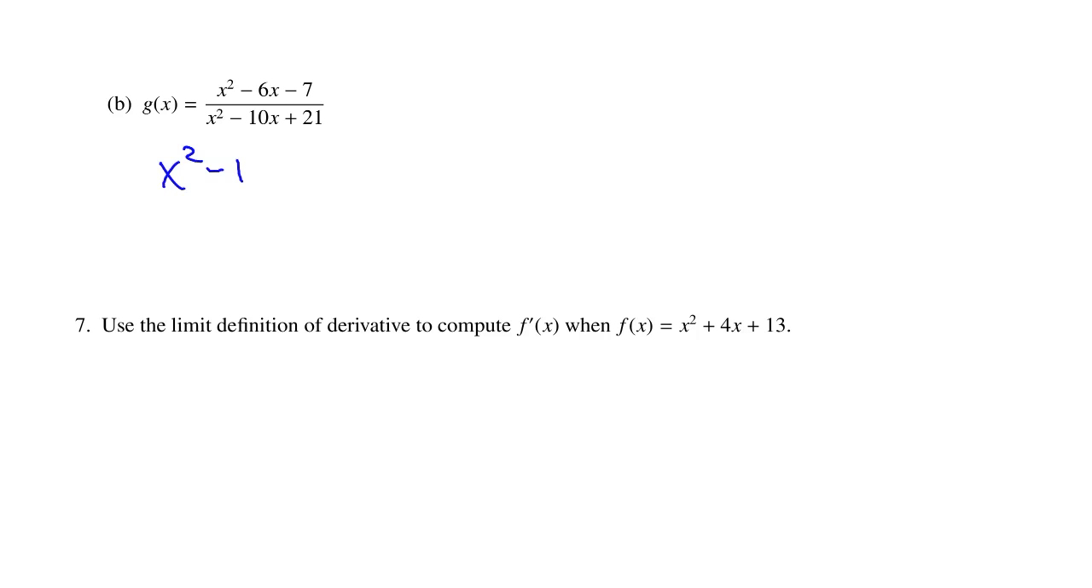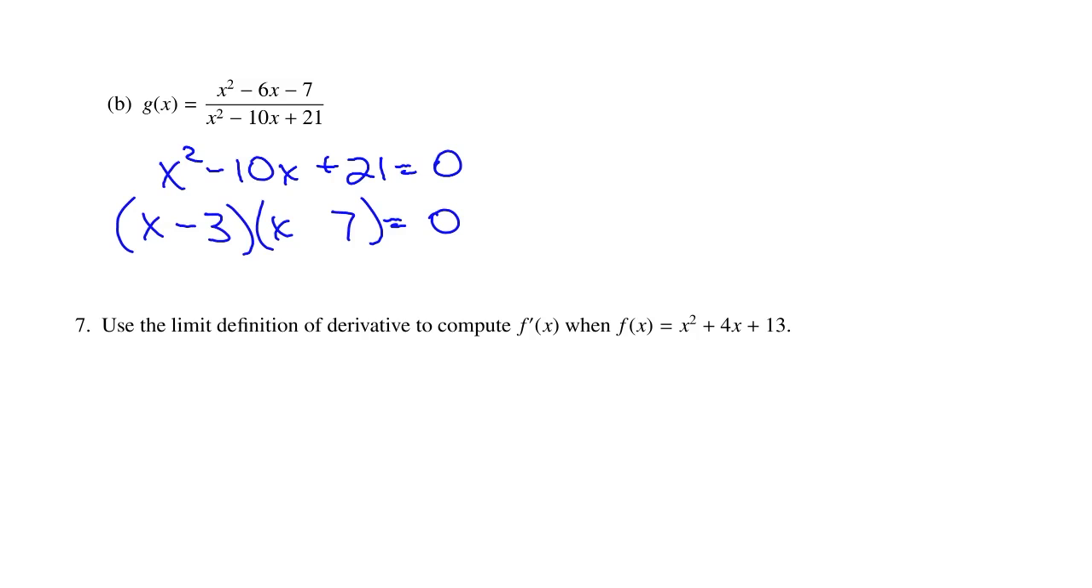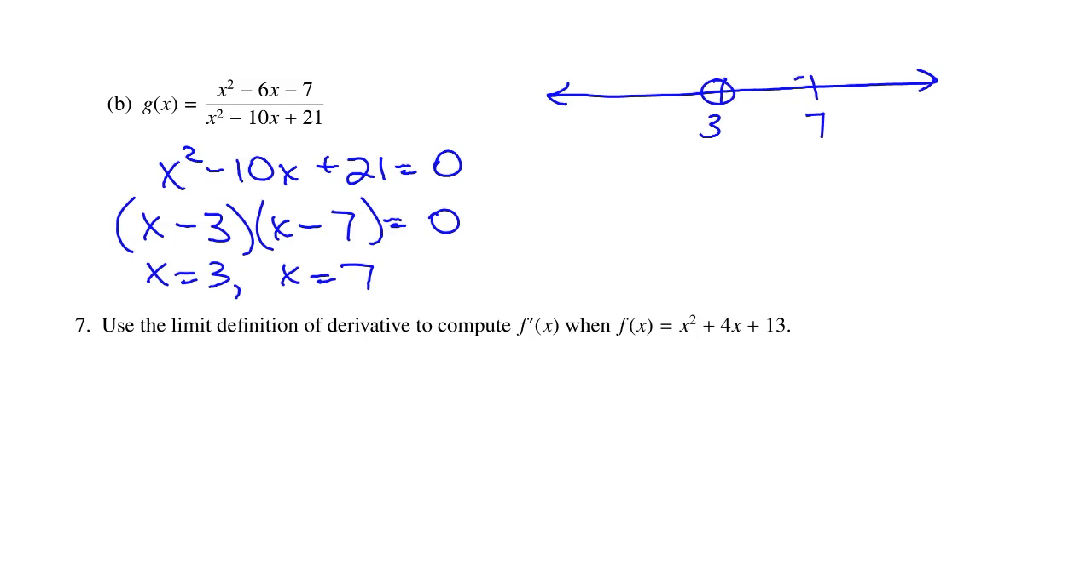So to find the points of discontinuity, we set the denominator equal to 0. And that factors as x minus 3 and x minus 7. So here x is equal to 3, x is equal to 7. If I draw out the number line, we have 3 and 7. These are bad points, but then we can shade in everything else.